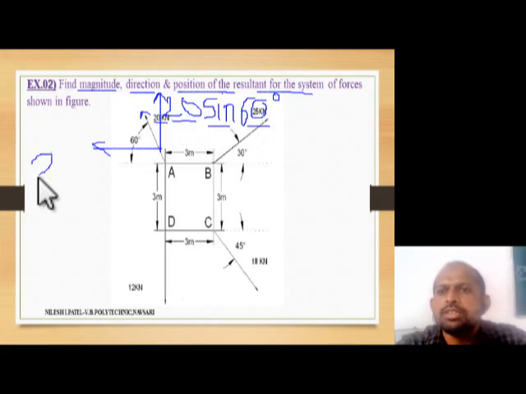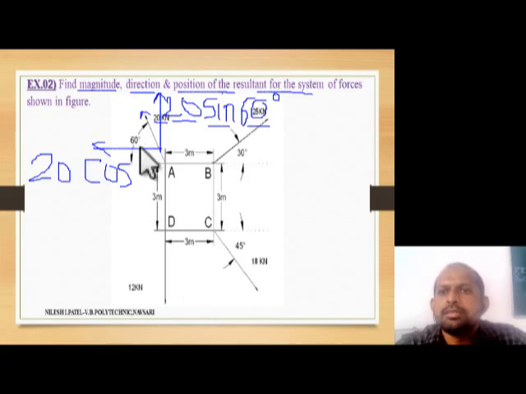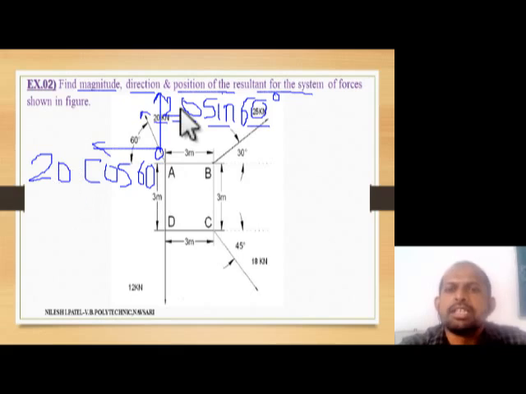In a similar way, the horizontal component is also resolved. First we put the value of the inclined force, say 20, and if it is horizontal you have to use cos, and the angle from the horizontal of that inclined force is 60 degree, so it is resolved as 20 cos 60 degree. So the horizontal component is 20 cos 60 degree and the vertical component is 20 sin 60 degree.